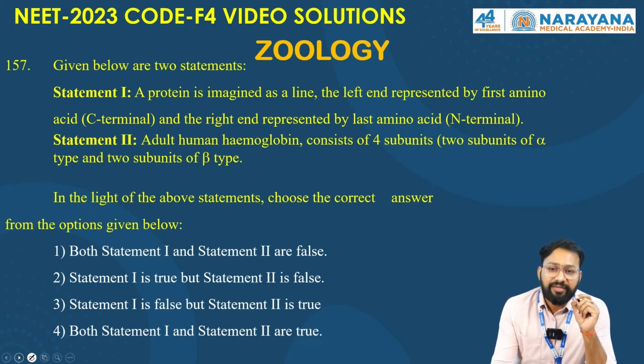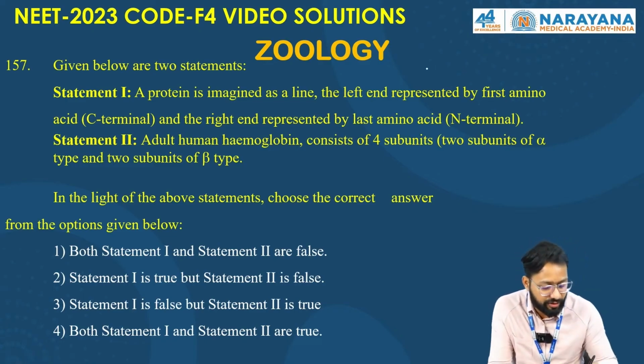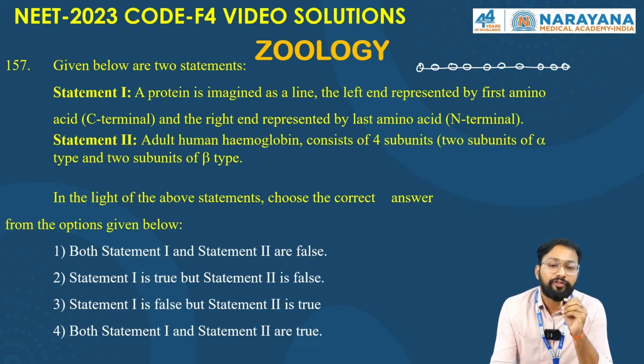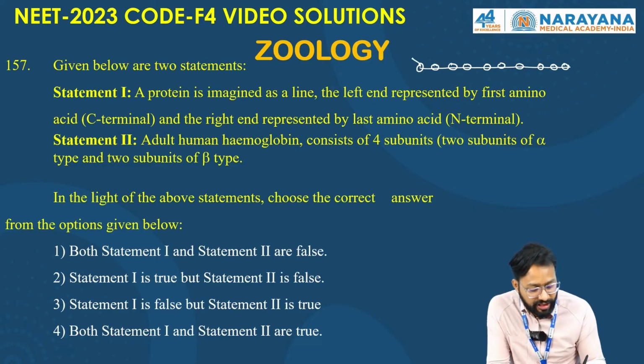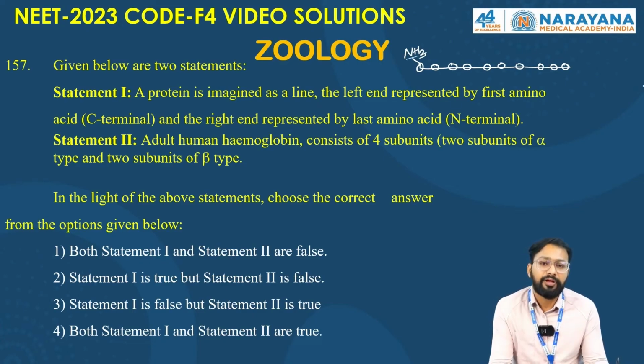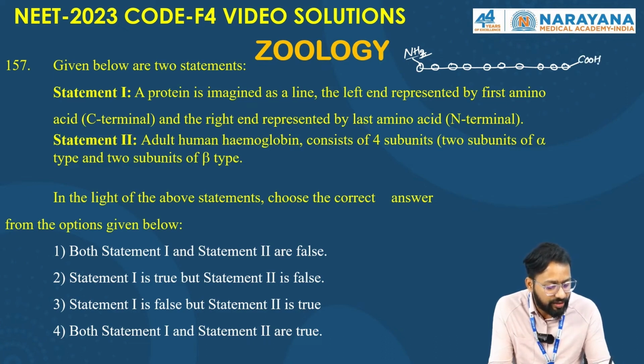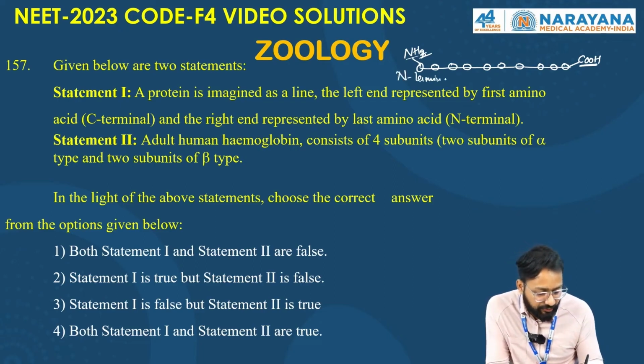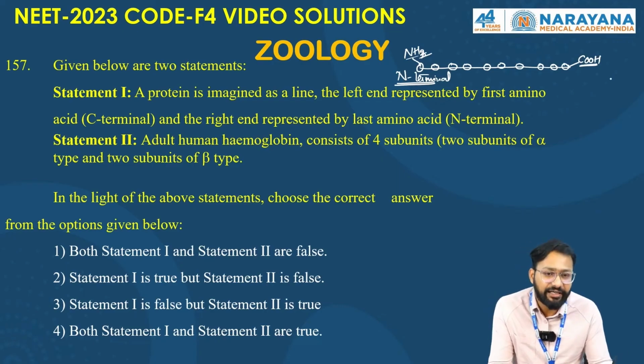Statement 1. A protein is imagined as a line. Right? The left hand end represents the first amino acid. Always, in case of any protein, it consists of an amino acid chain connected with the help of peptide bonds. The first amino acid on the left hand side has a free amino group, and on the right hand side there is a free carboxylic group. So the left end will be called the N terminal, and the right end is called the C terminal.